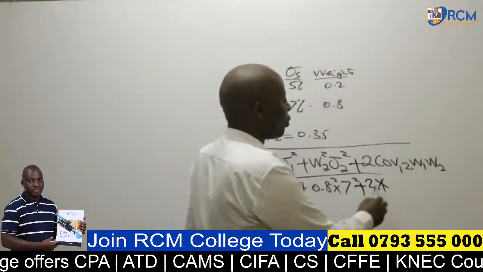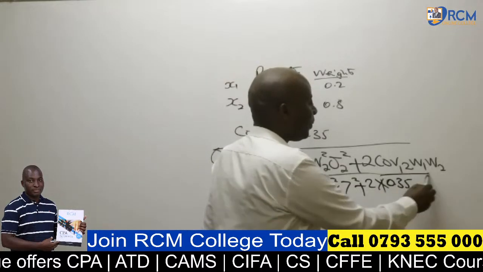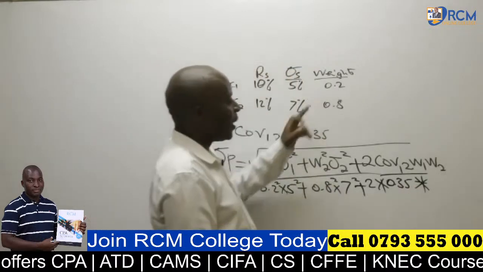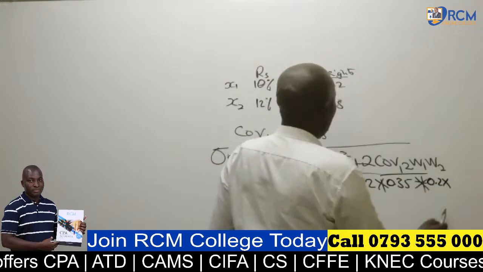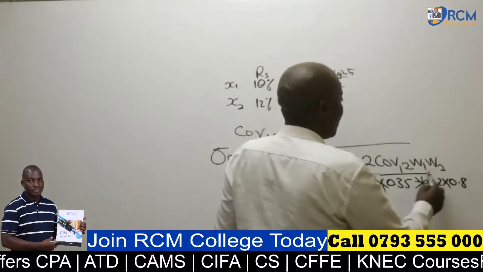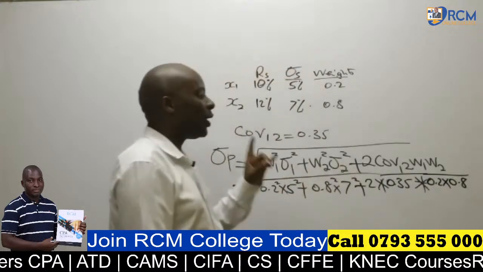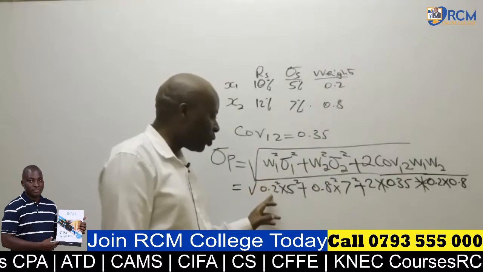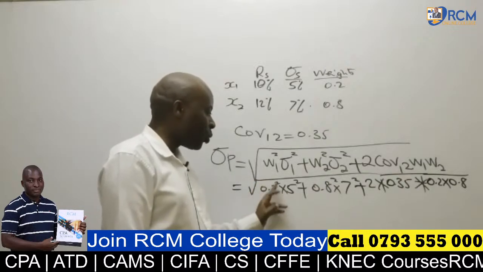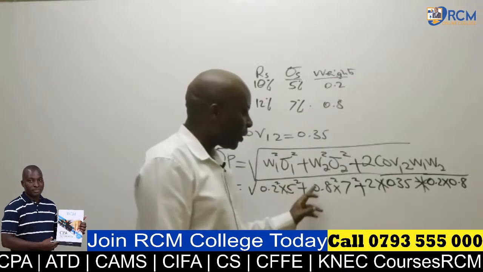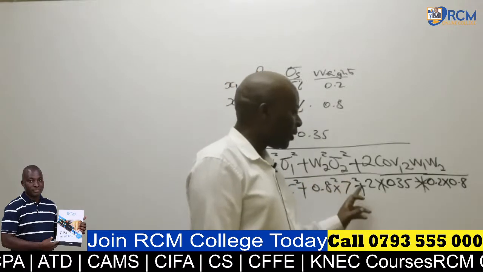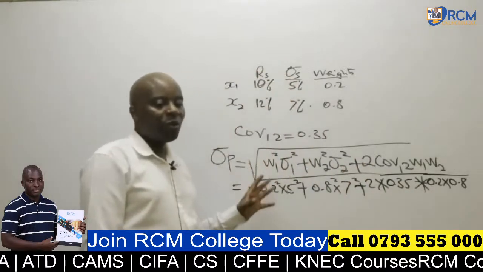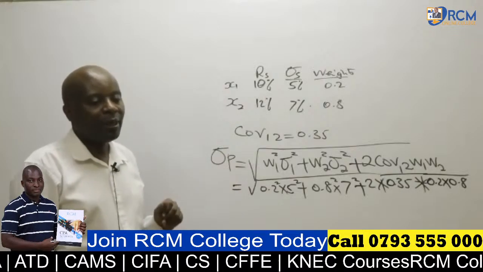1 and 2, which will be 0.35, times weight 1 times weight 2. Weight 1 is 0.2, and weight 2 is what here, somebody? 0.8. So by the stroke of a pen or a calculator, start with what we have under the square root: 0.2 squared times 5 squared plus 0.8 squared times 7 squared plus 2 times this, and then you say equals. After you say equals, please give me the square root.